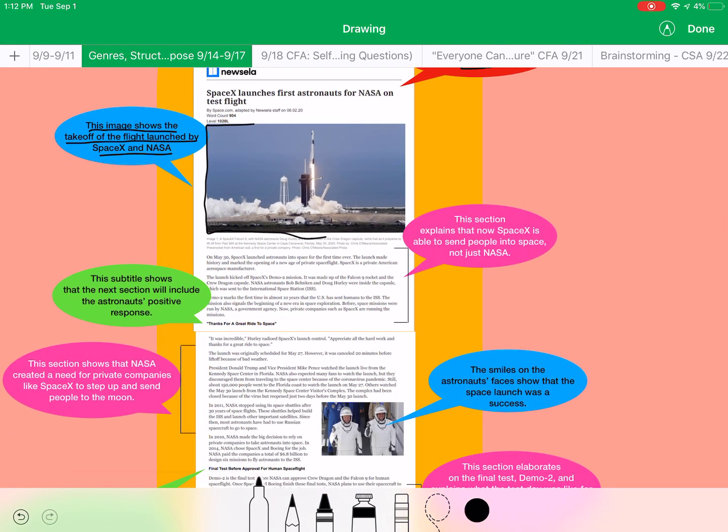Then we get into our first section. We need to ask, why is this section here? How does this section help the reader? I'm going to add that here. How does this help?